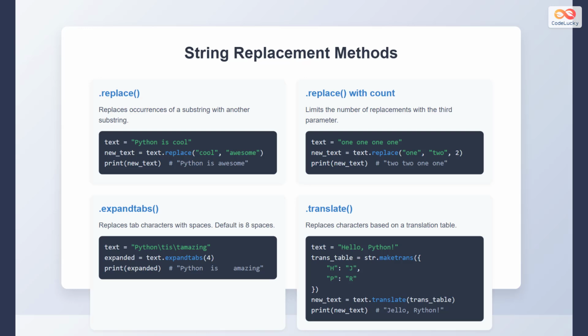Finally, we have the .translate method. This method replaces characters based on a translation table, which maps characters to their replacements. For example, if you have the text "hello Python" and you want to replace H with J and P with R, you first create a translation table using str.maketrans, and then you call the translate method with the translation table. The result will be "Jello Rython".